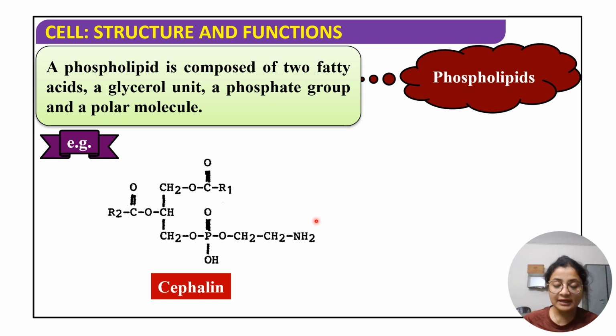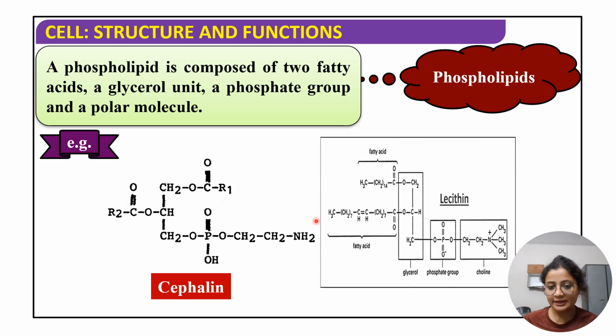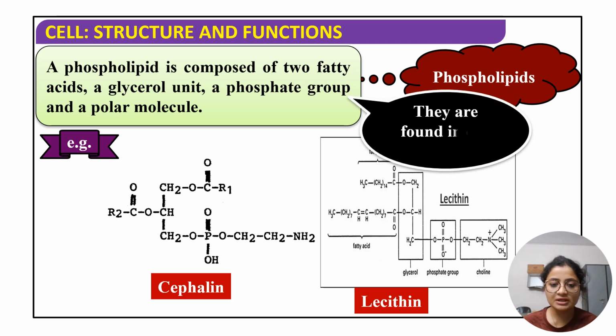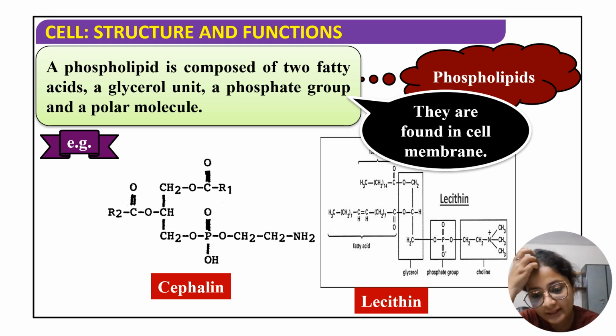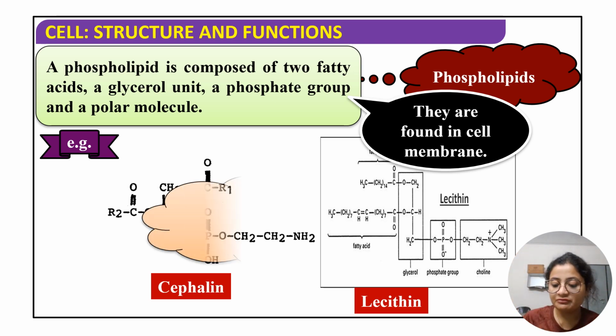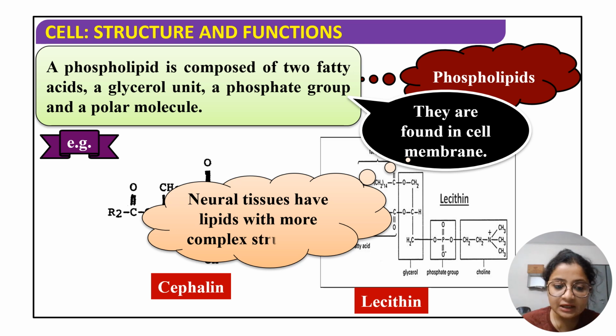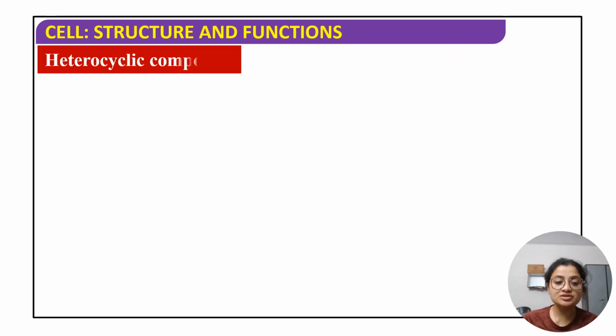So example of the name of this phospholipid that they have shown over here as example is cephalin. Okay, another phospholipid they have also shown over here, that is lecithin, where the polar molecule is choline. This is the phosphate group, this is the glycerol, this is one fatty acid, this is another fatty acid. Okay, so that is lecithin. So these phospholipids, why it is important, क्यों हम इसके बारे में बोल रहे हैं? Because they are mainly found in the cell membrane, very important component of cell membrane. Neural tissues also have lipids with more complex structures. Okay, more complex than these phospholipids.